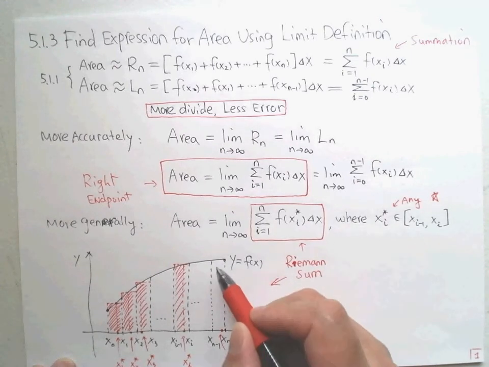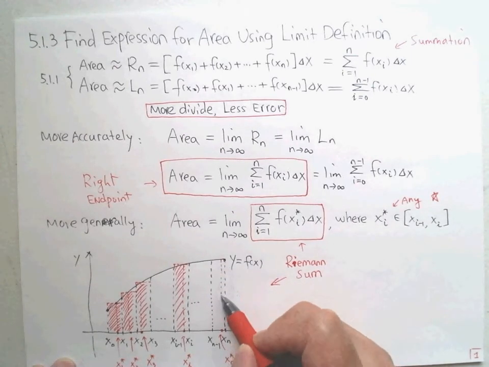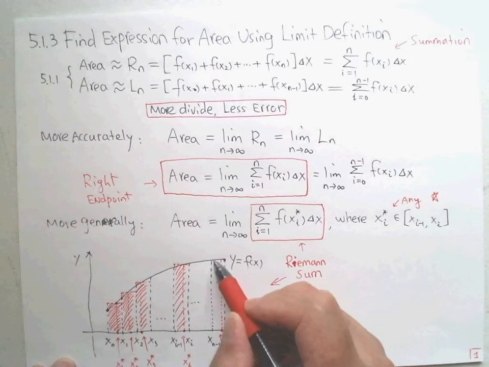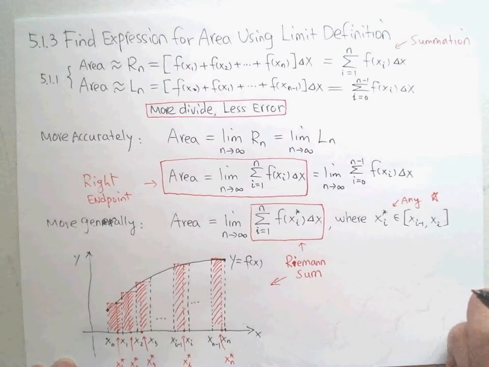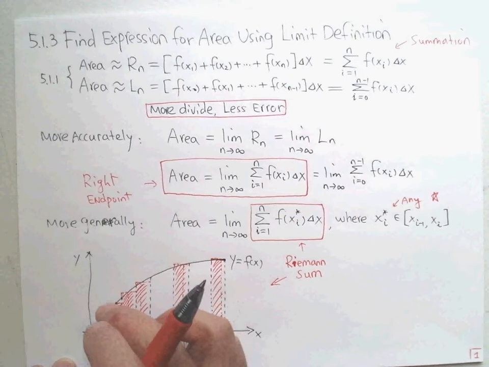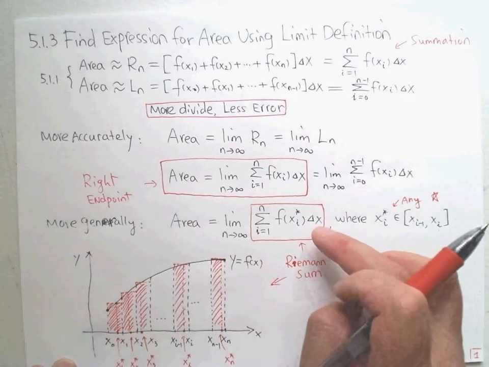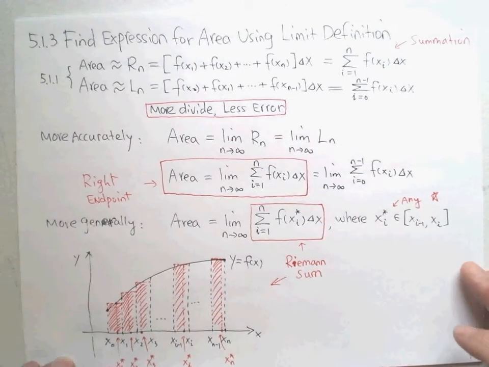If this is xn star, okay, we find the height, and then this is how high. How high is the rectangle? Okay, I think you can find it, right? And add all the rectangle areas together, so we call it the Riemann sum.